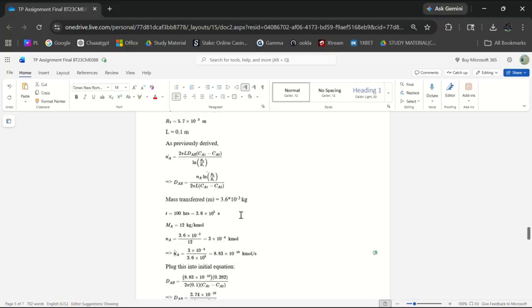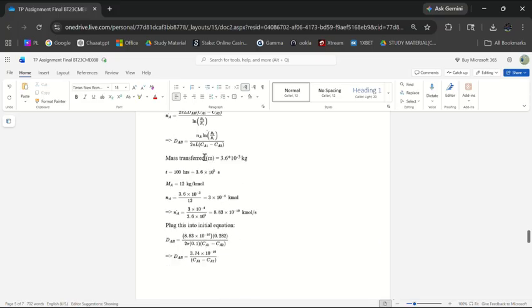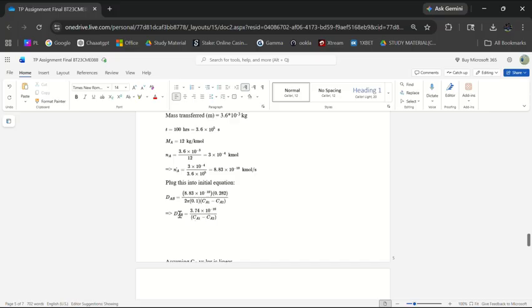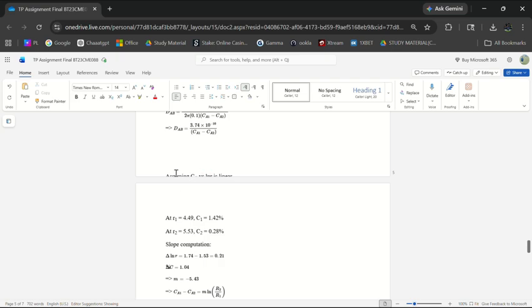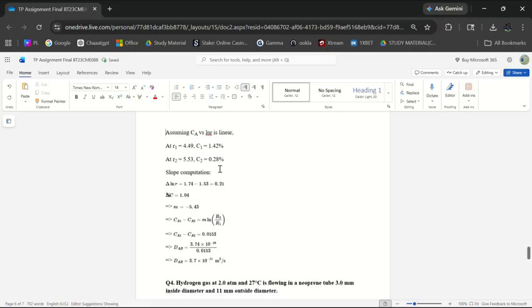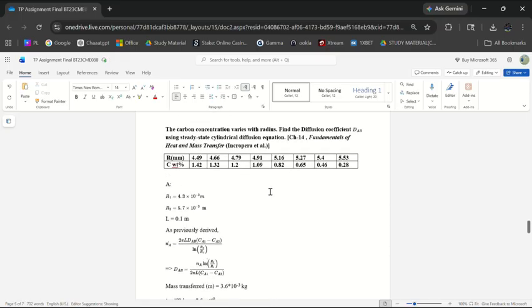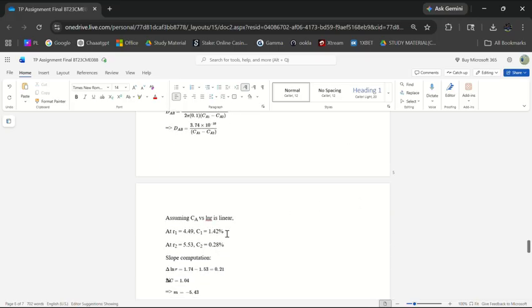Now when we plug this into the initial equation for diffusivity right here, we get an expression for DAB in terms of the concentration difference, which is 3.74 into 10 power minus 10 by CA1 minus CA2. Now, assuming CA1 versus ln R is linear, at R1, which is the endpoint 4.49, the weight percentage is 1.42, and at 5.53, the weight percentage is 0.2. We have taken the endpoint, which is a very close approximation. We will not get much error.